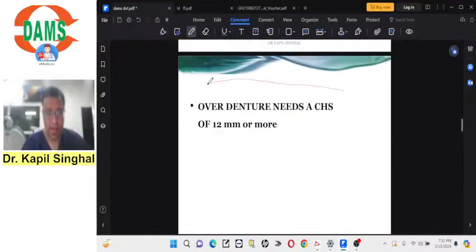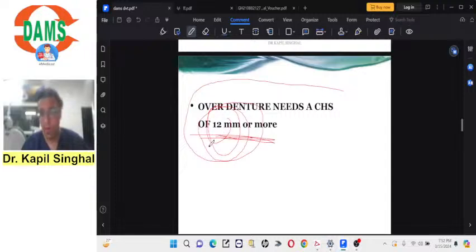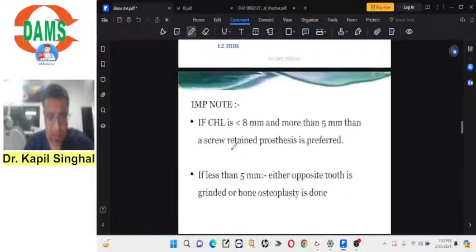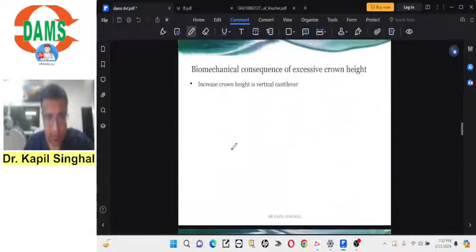So for an overdenture, you need a space of at least 12 mm. Very, very important. You need a space of 12 mm or more for an overdenture. Okay. Let's now come to the next part.